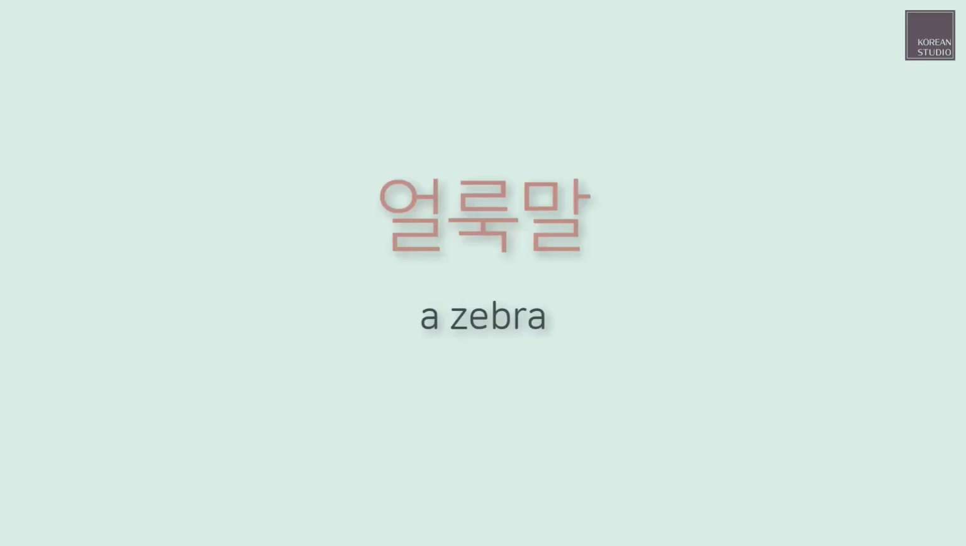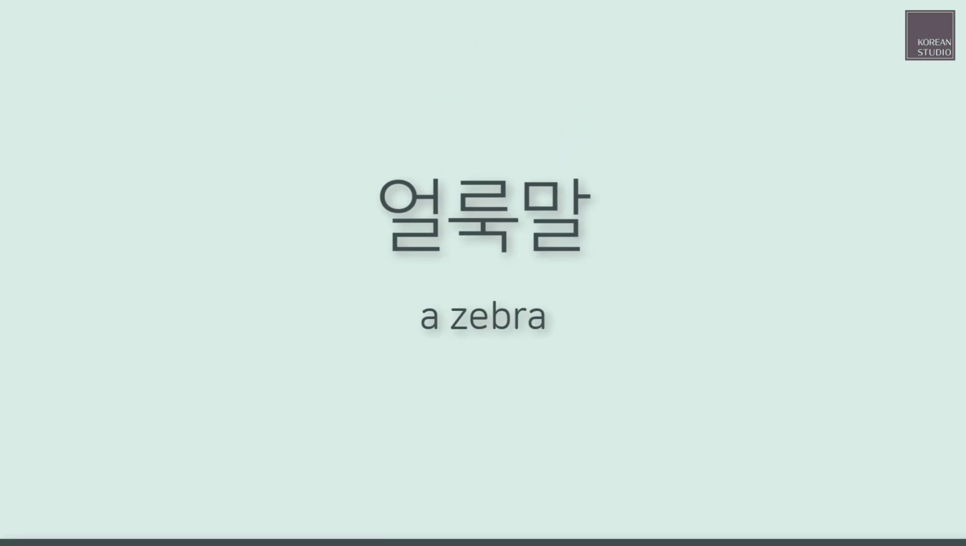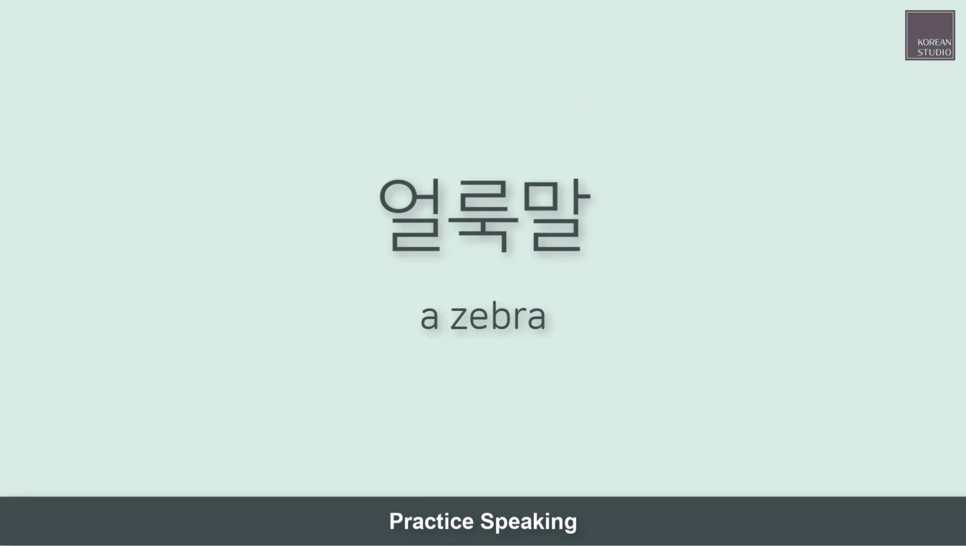Great job. Let's now learn the word for a zebra. A zebra in Korean is 얼룩말. The word 얼룩 means spotted or stained, and 말 means a horse. So together, 얼룩말 means a spotted horse, a zebra. Let's practice saying that. Repeat after me. 얼룩말.